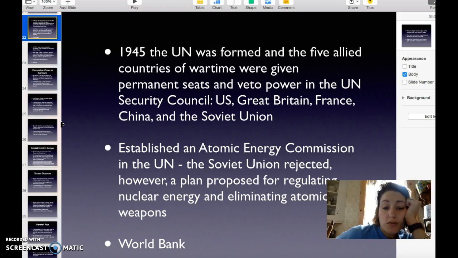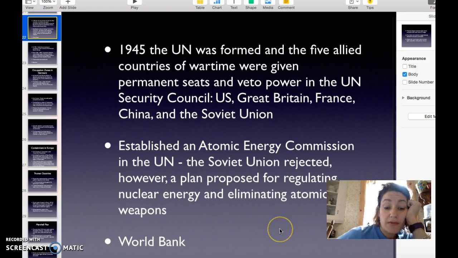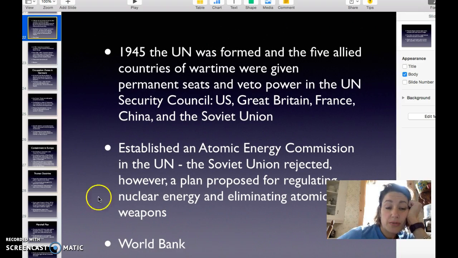The Soviet Union rejected, however, a plan proposed for regulating nuclear energy and eliminating atomic weapons. And this, of course, makes the United States and these other nations a little bit worried about what the Soviet Union's priorities are. What are they doing with atomic weapons? What are they doing with nuclear energy? Do we need to be worried about that? So on and so forth. And of course, the United Nations also helps to set up the World Bank.